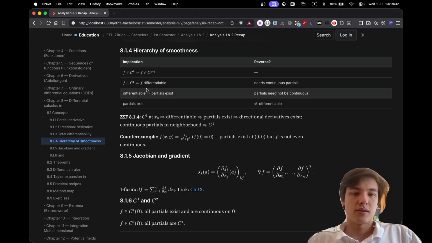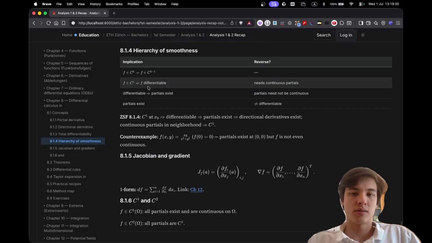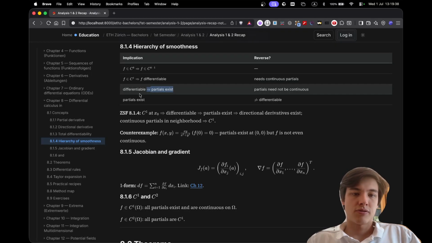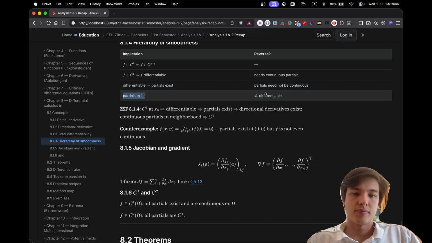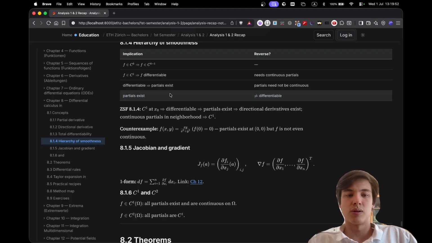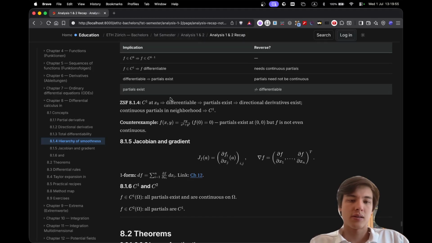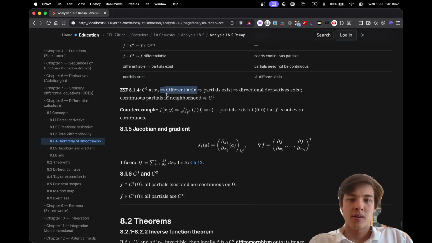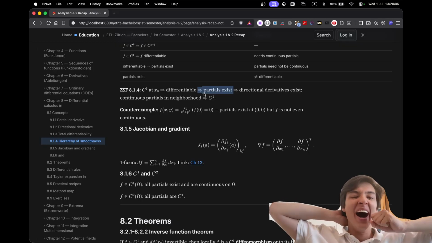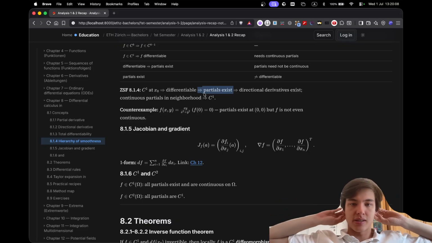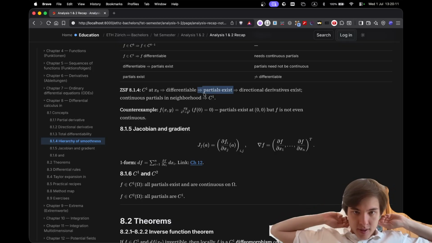So if it's C1, it's differentiable. If it's differentiable, then the partials exist. And it doesn't mean that it needs to be differentiable just because the partials exist. So it's C1, differentiable, partials exist, and then directional derivatives exist. That's the order.